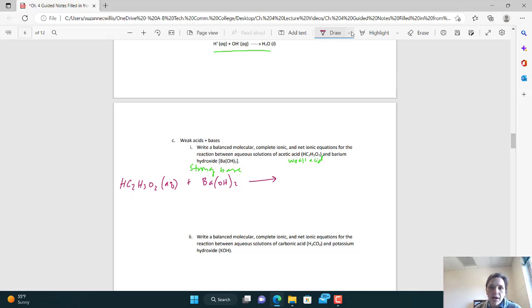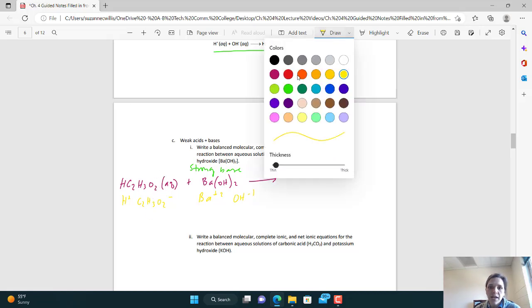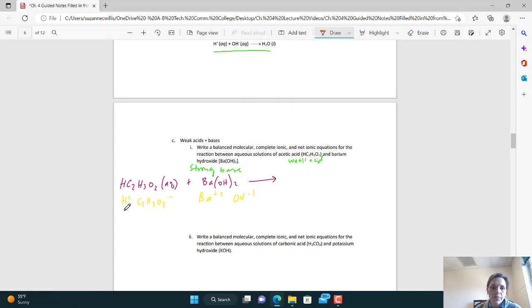Here, if we break apart, just so we can see what's happening, we have an H plus and we have acetate. Remember, have your polyatomics handy when you're working on this at first. And then barium plus 2 and hydroxide minus 1. Remember, I'm not concerned at first with how many, just who is the ion and what is his charge. Then you're going to flip-flop, right? So let's see who's going to go with who.